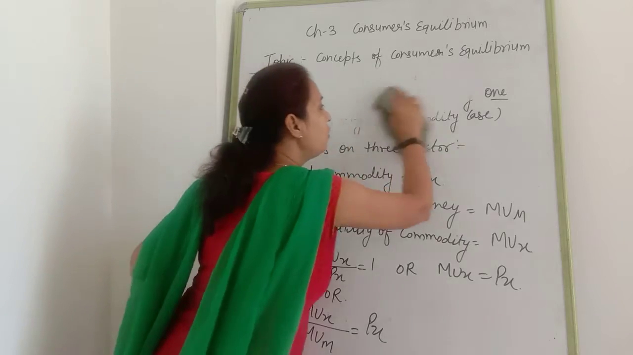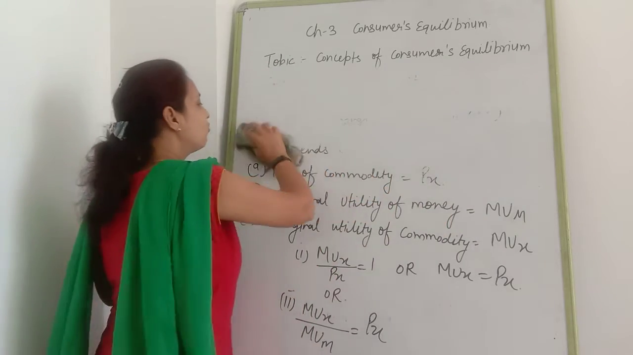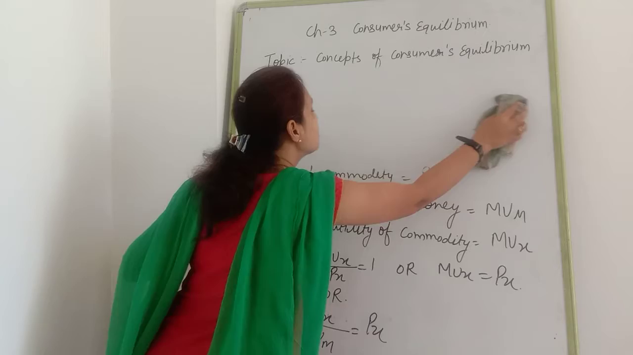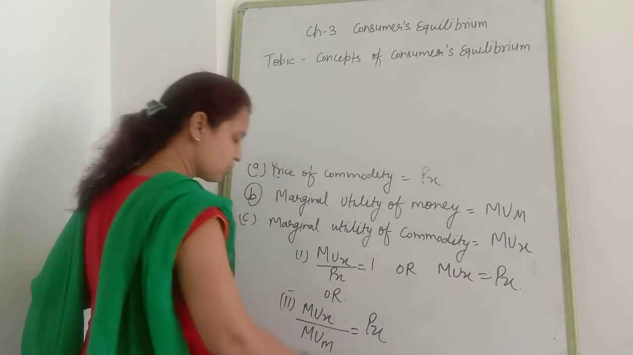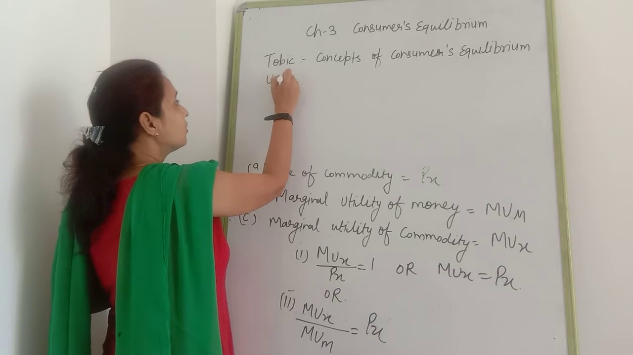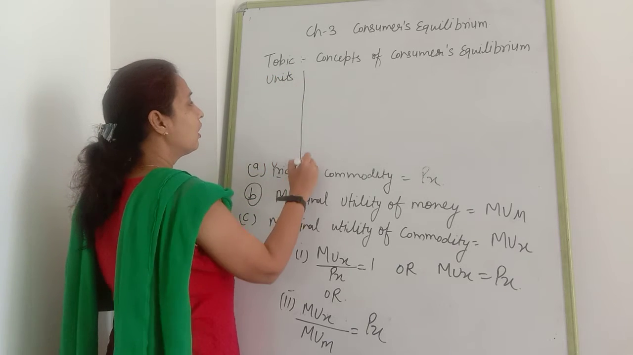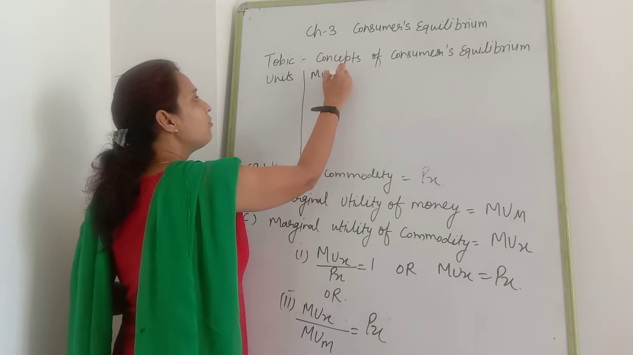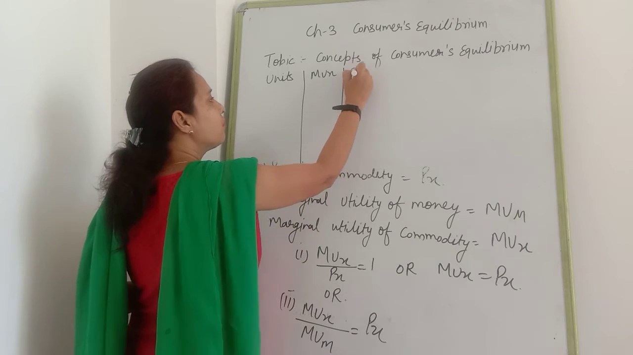Although I will explain with a schedule and diagram also, first of all I want to clear your concept. That's why I am first explaining the example. Suppose I have consumed units, and MUX and utility drive, make sure it is equal, and PX.